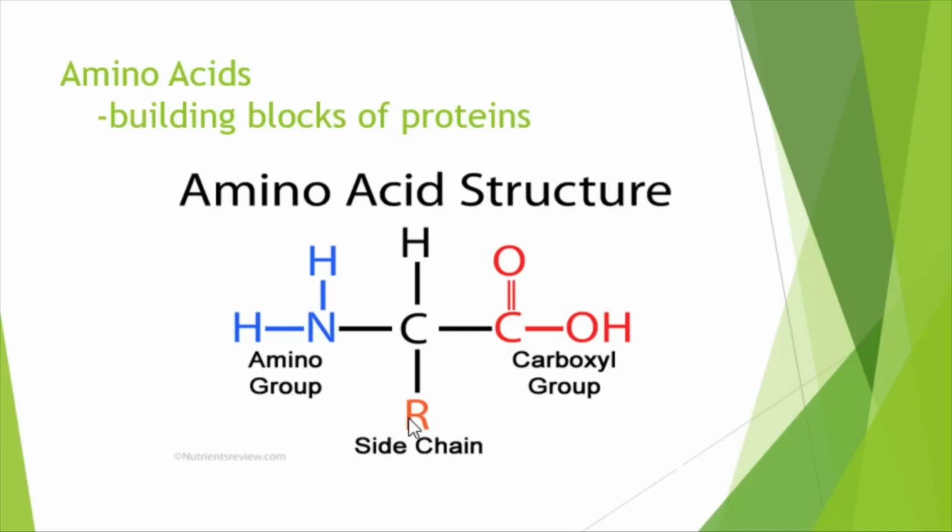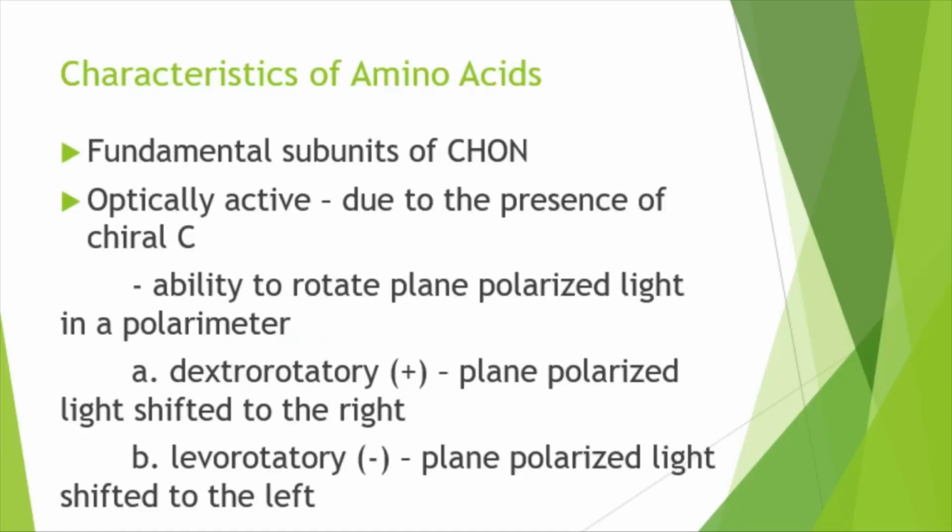Your amino acid can be attached to different side chains depending on what type of amino acid it is. Later on we'll be discussing that. Again, your amino acid is the building block of protein, the smallest unit of proteins. So what are the characteristics of your amino acid? First, the fundamental subunits are carbon, hydrogen, oxygen, and nitrogen.